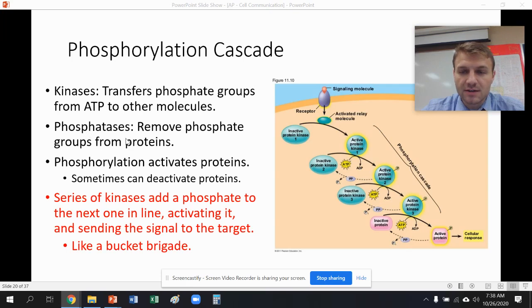Now, phosphatases do the same thing, but backwards. They actually remove phosphate groups. This again can activate or deactivate enzymes or proteins, and it's different between every single signal transduction pathway. But it's just one part that you have to know here. So I would know the kinases, phosphatases, and what phosphorylation is.